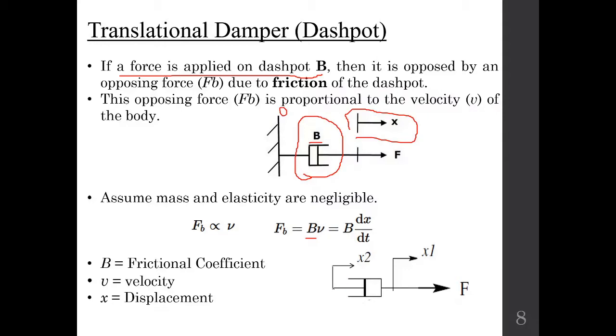Assume this dashpot is attached between x2 and x1. In that case, your equation will change to B into x1 dash minus x2 dash. Now these dots just represent the rate of change of x1. So we can also write this equation with x dot or x dash. They both are the same thing.